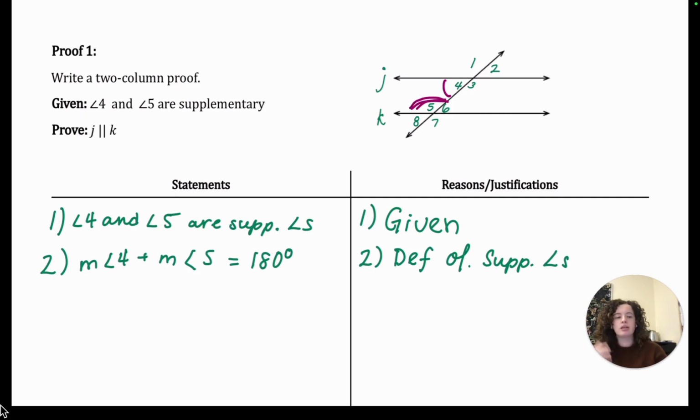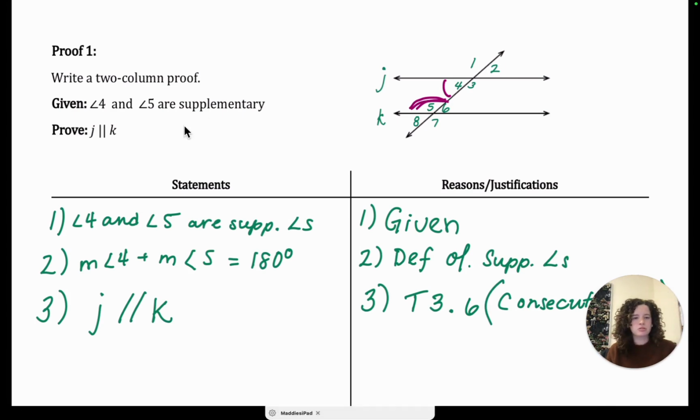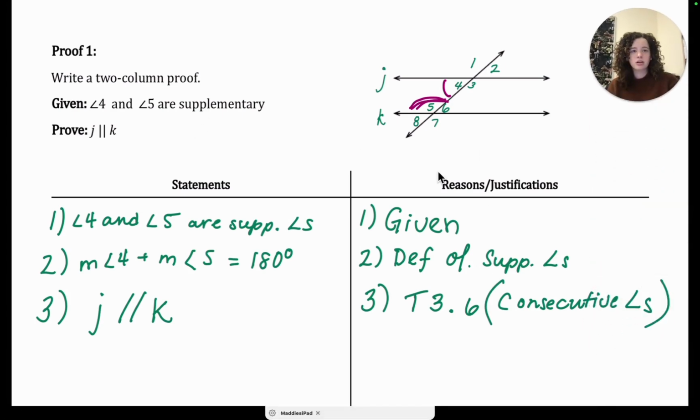Using that theorem that we just learned, theorem 3.6, we can jump straight to J is parallel to K because of theorem 3.6, the consecutive angles theorem. I spelled things wrong, consecutive angles, right? Yes, consecutive angles. Oops, I am once again covering all of my little information. There we are. Consecutive angles, 3-step proof, easy as pie.